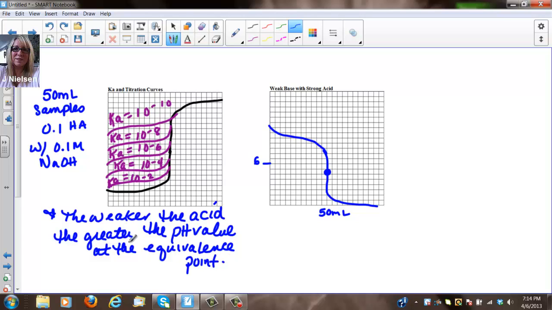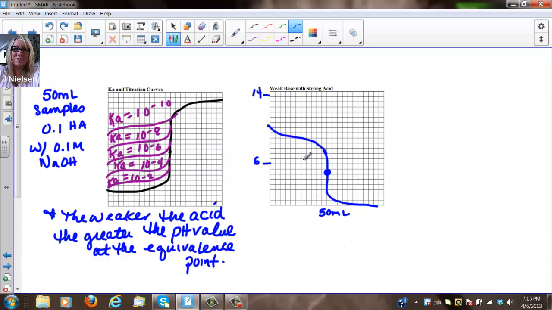The vertical region surrounding the equivalence point also becomes shorter, but this is the more important aspect of it. In the next diagram on the right, we have a weak base. You know it's weak because the pH is not starting up here where it's 14. It's starting down here somewhere, maybe about 8.